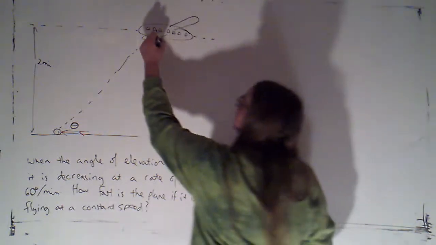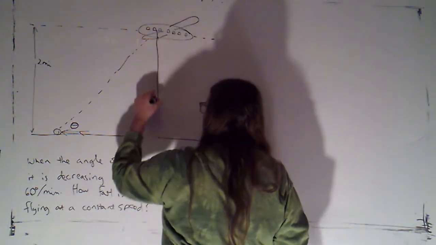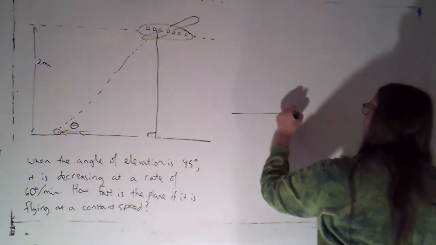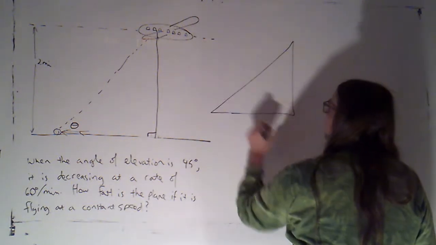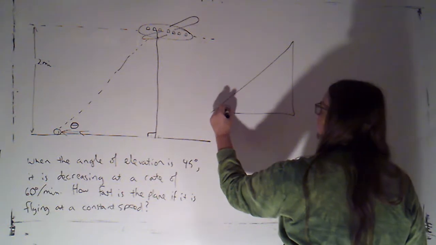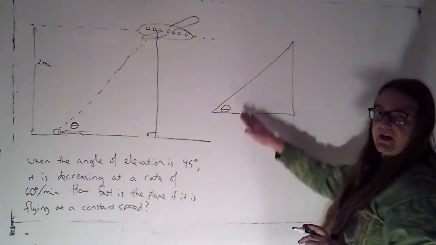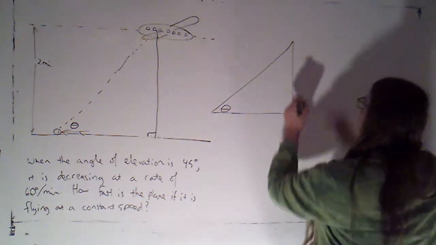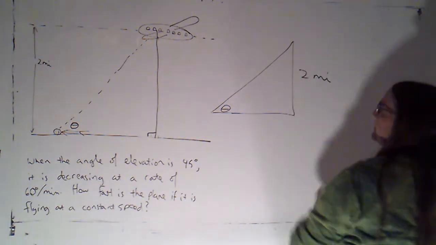I'm just going to complete this triangle here. If I drop a perpendicular from the plane to the ground, then I've got a triangle like so, where this would be where Harold is. So that's the angle of elevation theta. This would be the plane up here where Maude is, so I know that that vertical distance is 2 miles.